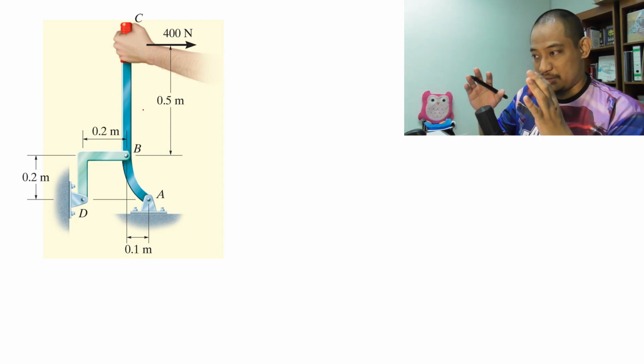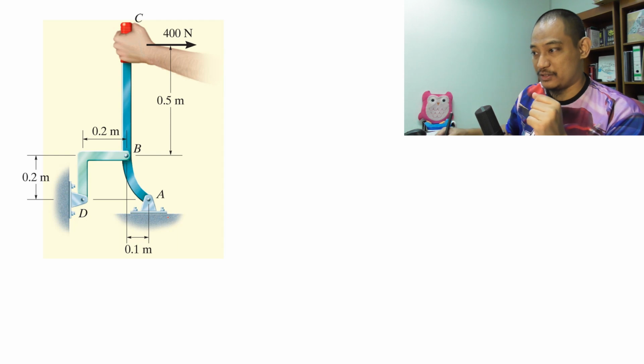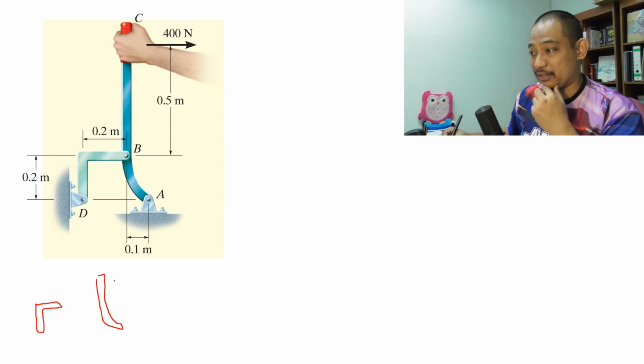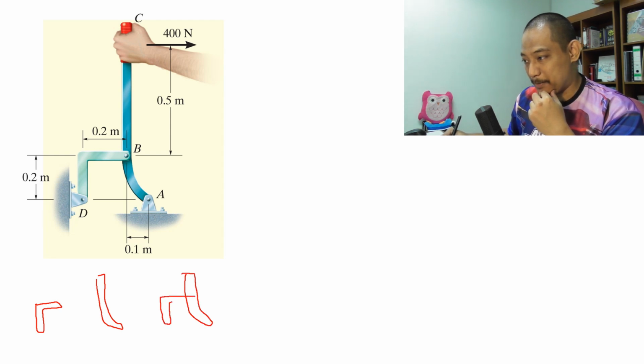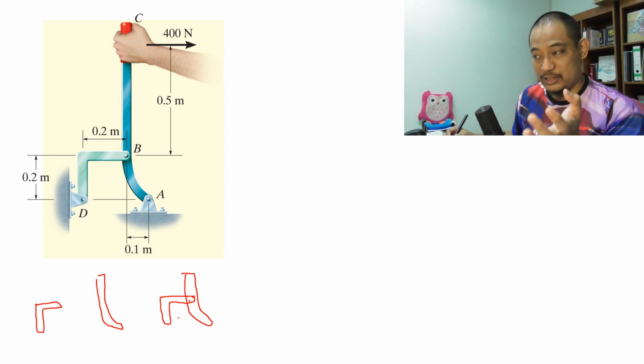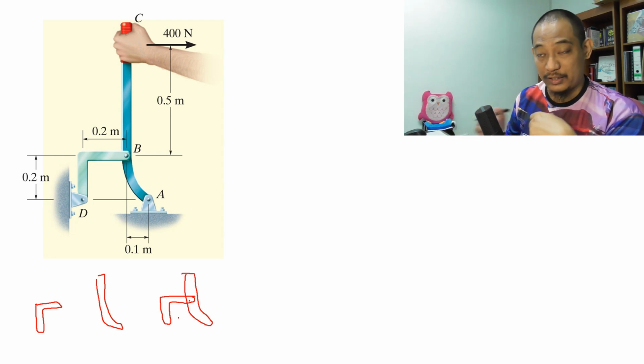Now, in total, there are several options of body that you can take. One is member BD, right? One is member ABC, something like that. And one is actually the combination of member ABC still attached to member BD. Right, this is as a body, right? All of these three can be accepted as the selected body of your free body diagram.